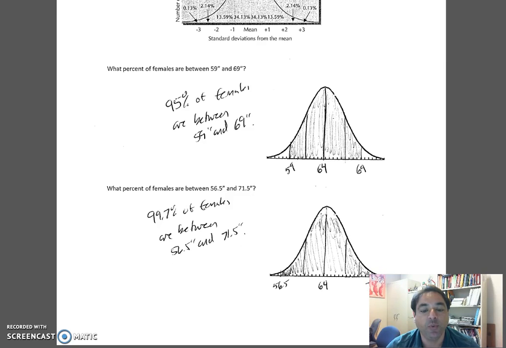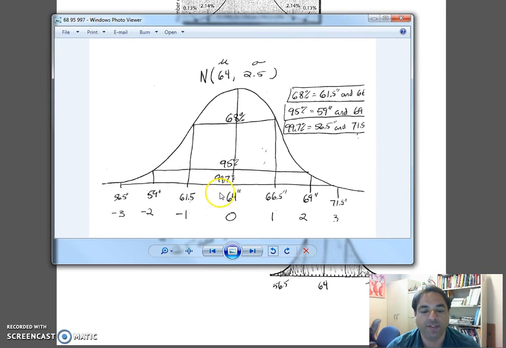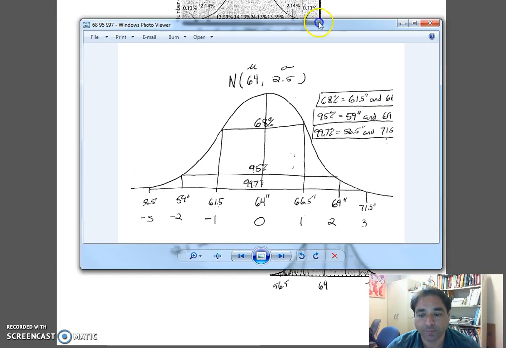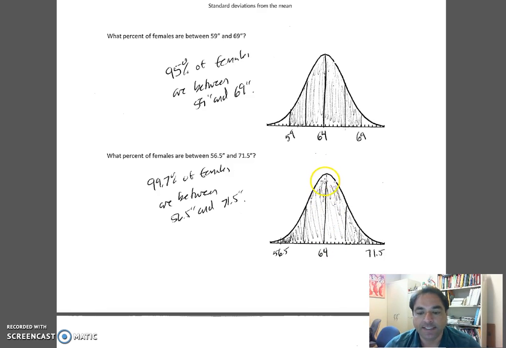What percent of females are between 56.5 inches and 71.5 inches? So again, I go to my chart. 56.5 is 1, 2, 3 standard deviations to the left. 71.5 is 1, 2, 3 standard deviations to the right. So again, we're going to draw a picture because it will get harder. 64 is in the center. 56.5 is 3 standard deviations to the left. 71.5 is 3 standard deviations to the right. Shade everything in the middle. We shaded a lot of the curve. So 99.7% of females are between 56.5 and 71.5.